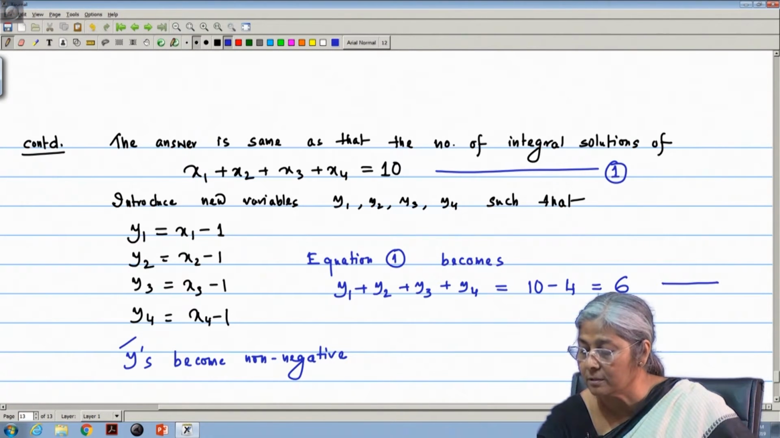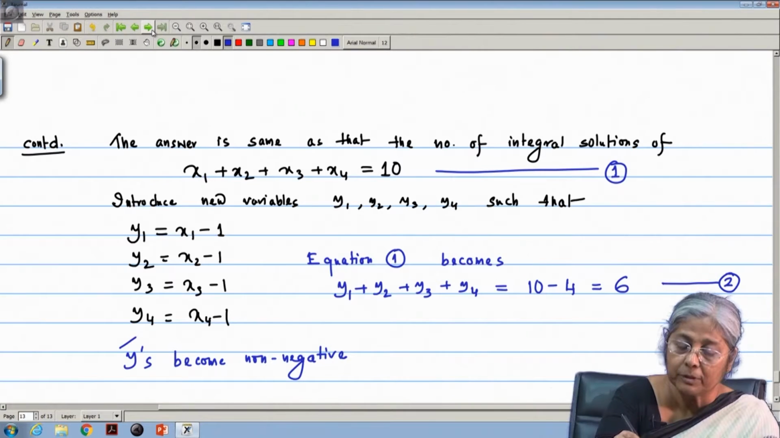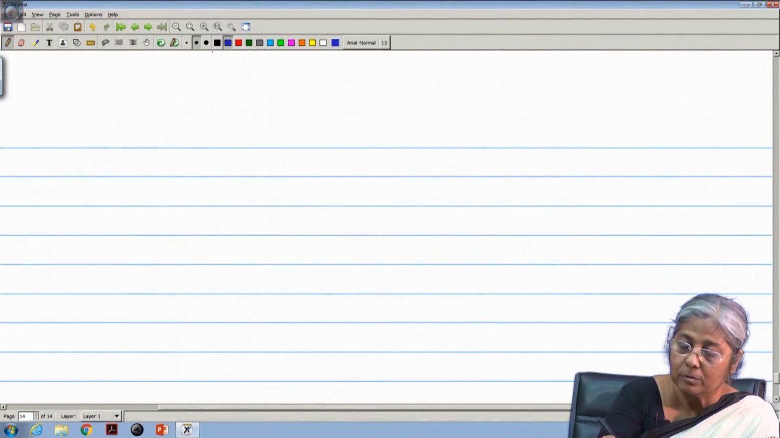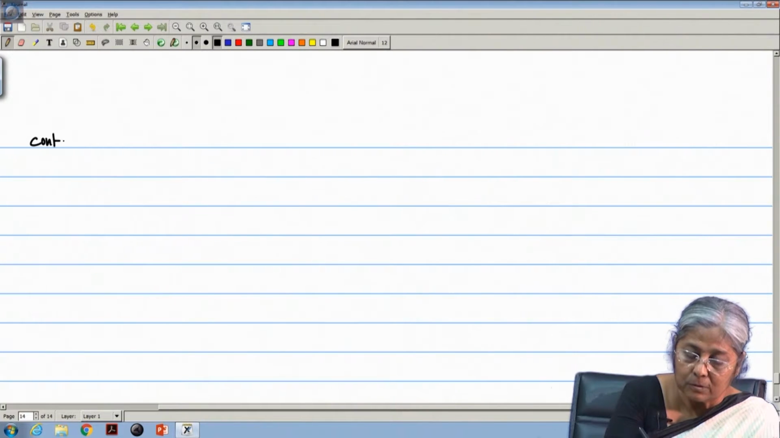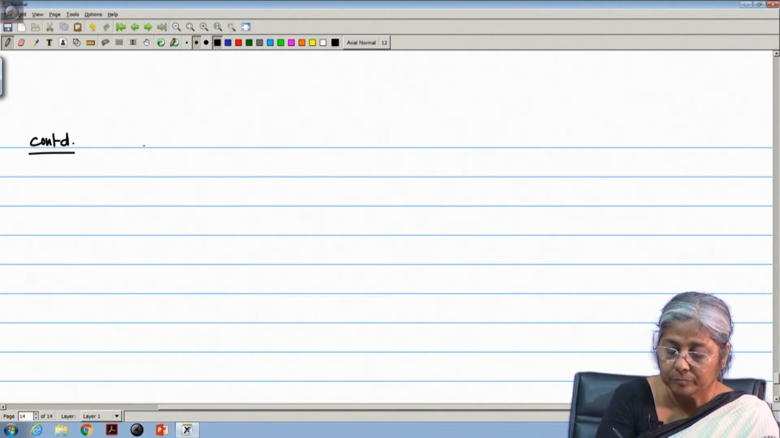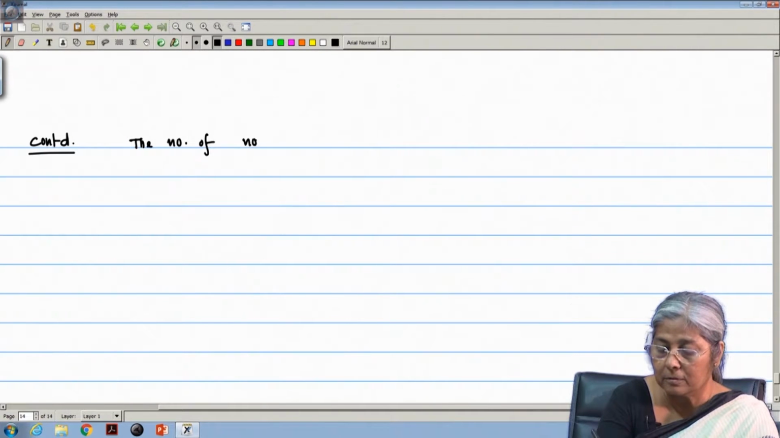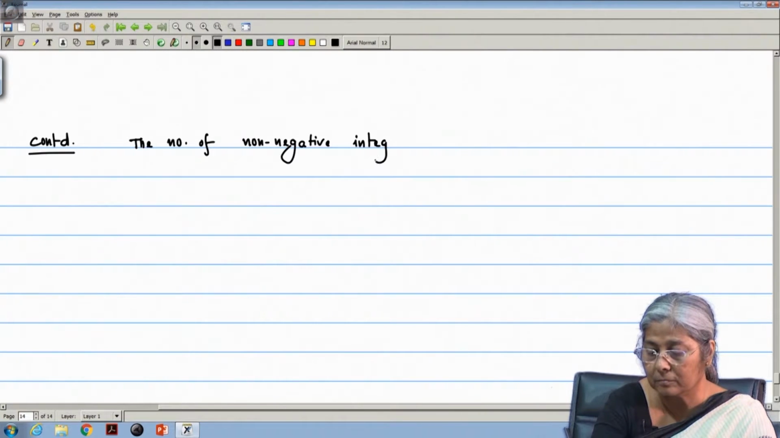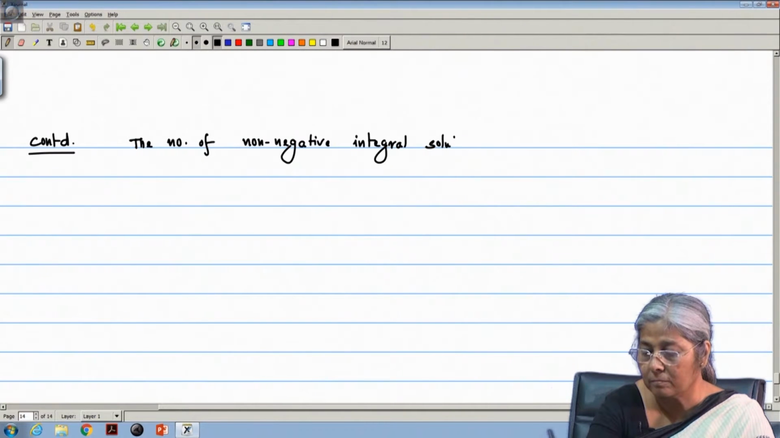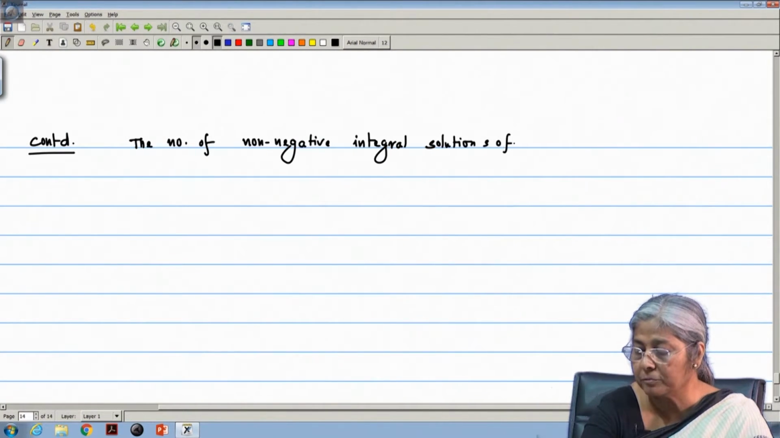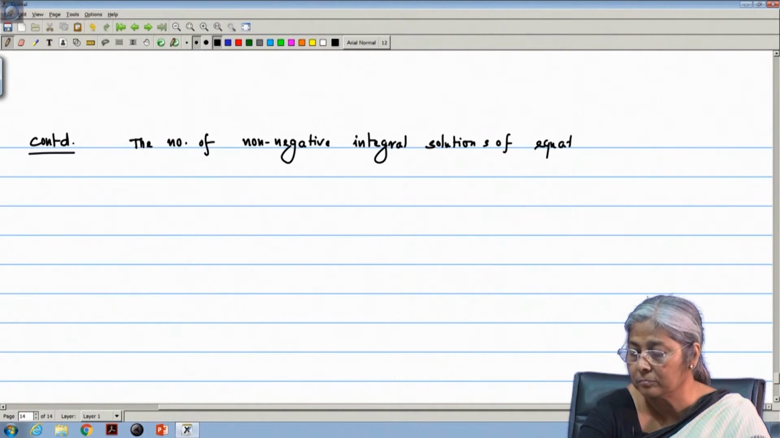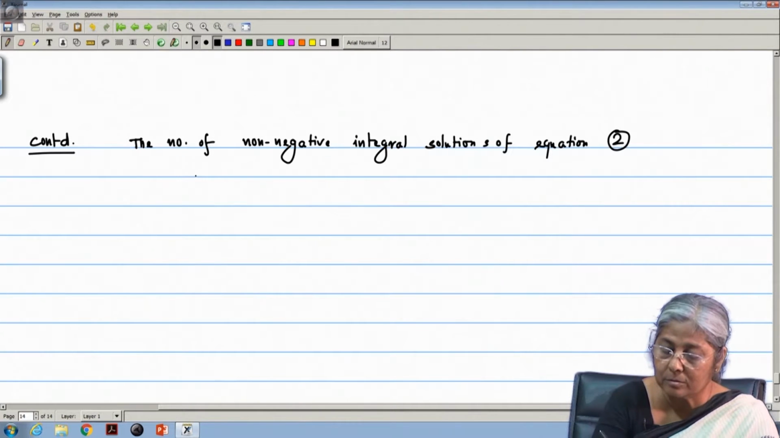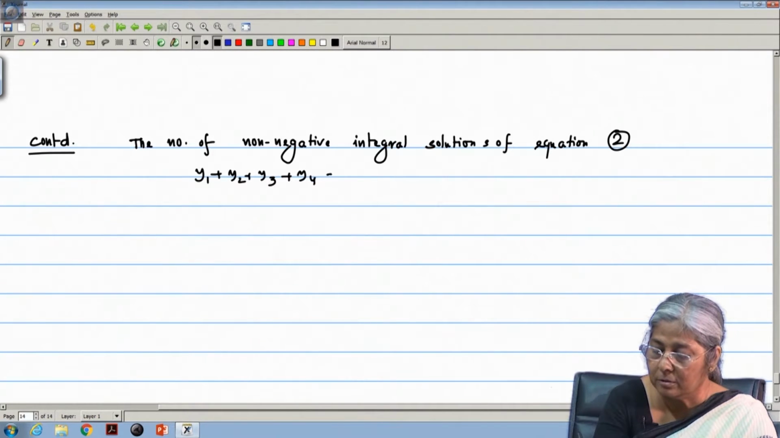I can write this new equation as equation 2. So, if I continue, I have to find out the number of non-negative integral solutions of equation 2. That is y1 plus y2 plus y3 plus y4 equal to 6.